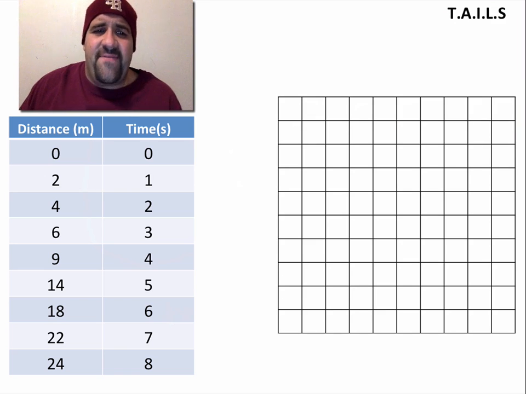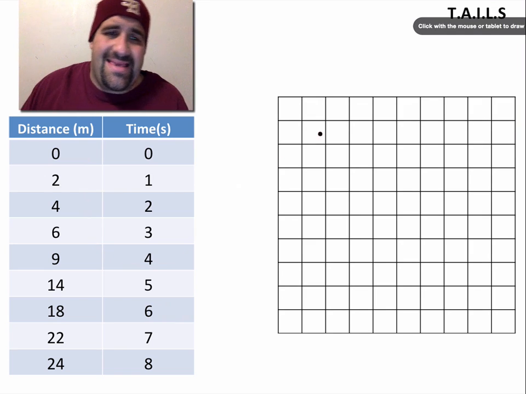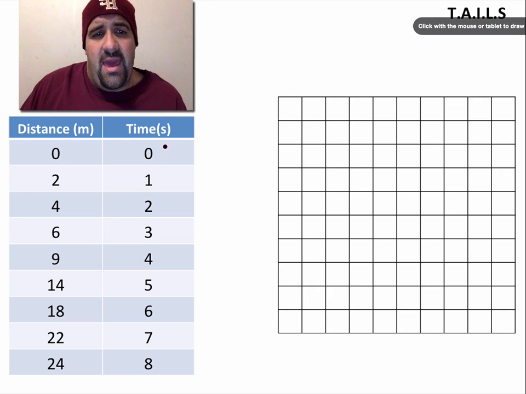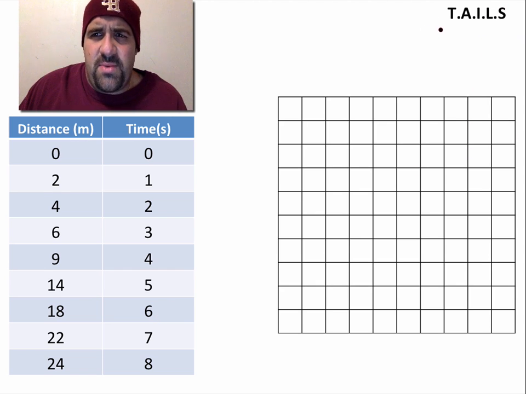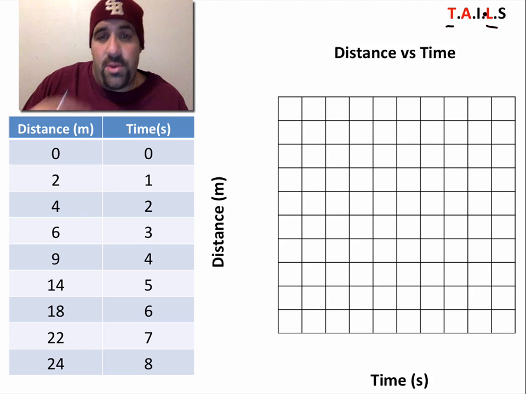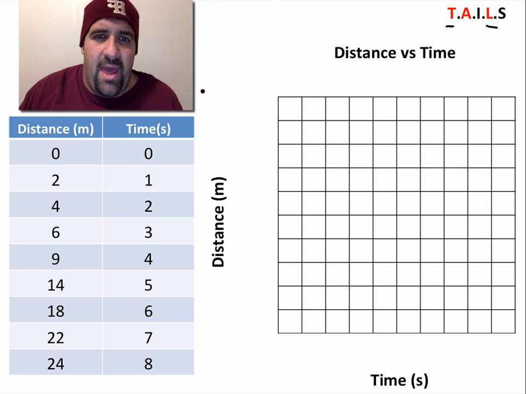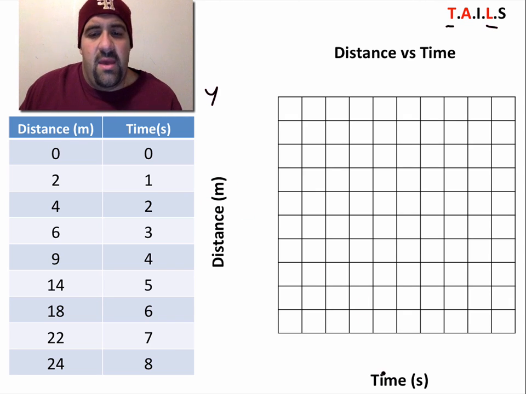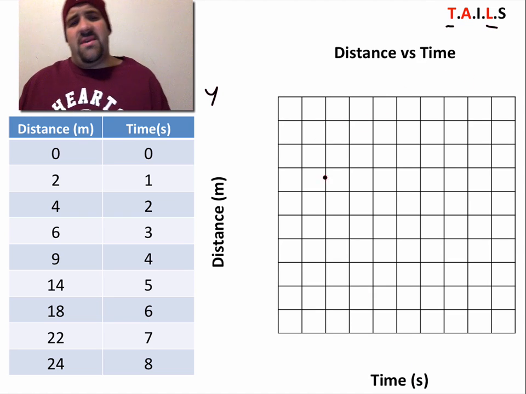So if we have some data over here, let's suppose this is the distance a car or any object traveled, and these are time values telling us how long it took to go those distances. Of course, TAILS, the first thing we need is a title and labels, and we can put those in. The y-axis is distance, measured in meters. Put the unit as well. Distance doesn't help if we don't know the unit. And we have time down here measured in seconds. So we have these things.